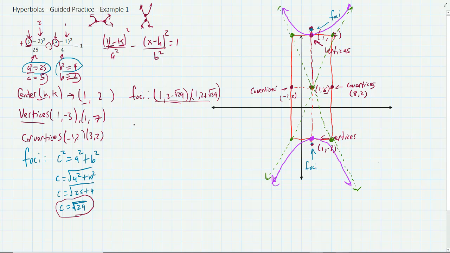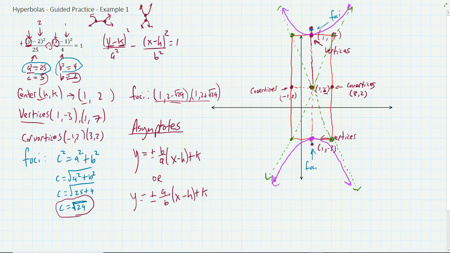Okay, so now we're going to talk about asymptotes. And there's a formula for this. And it really depends on if y is your transverse axis or x is your transverse axis. And here's how the formula works. It's either y equals plus or minus b over a times x minus h plus k, or it'll be y equals plus or minus a over b times x minus h plus k. And then you're thinking, okay, how do you know which one it is? Well, that is fairly easy to answer. Let me change this color here and I'll show you.